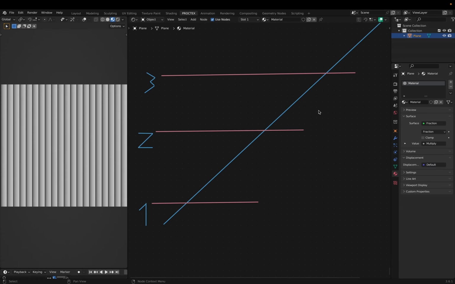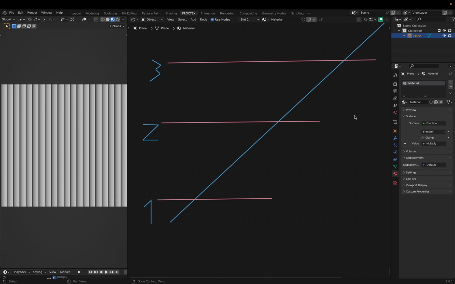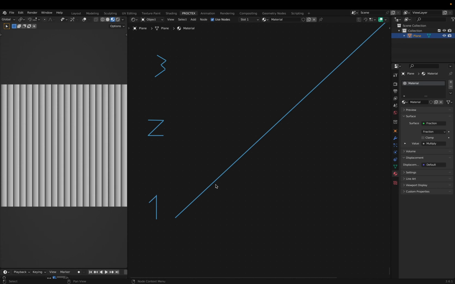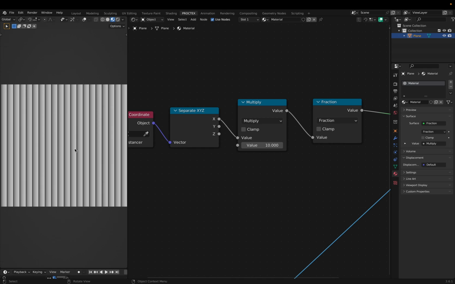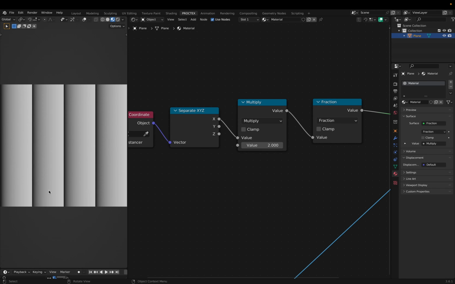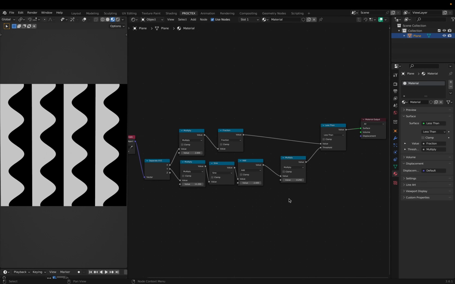If we have a gradient input here and we use a fraction operation, we're basically subtracting by 1 every time it goes past 1. That means after our fraction operation, our result would look a bit like this. And that's what we see here. Because I multiplied by 10, I have 10 of these sawtooth gradients on either side. If I multiply by 2, we get 4. You can do some cool things with these gradients.